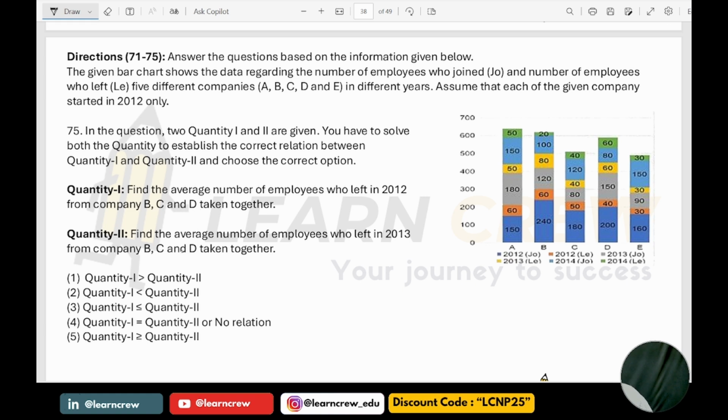Quantity 1, quantity 2. Find the average number of employees who left in 2012 for company B, C and D. It is the average, which means 60 plus 50 plus 40 divided by 3. How much? It is 150 by 3, which is 50.